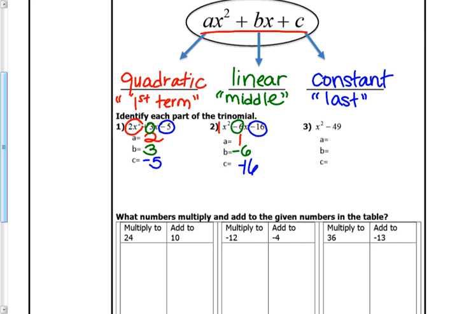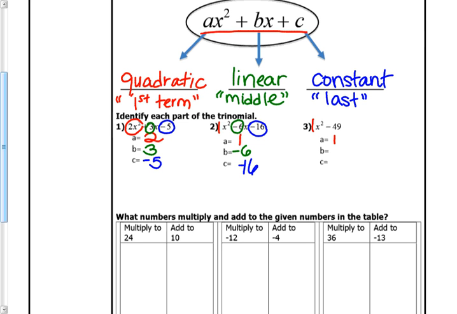For number 3, this is not a trinomial, this is a binomial. There are only 2 terms here. So how would we do this one? Well, I see the quadratic term, meaning the one with the squared, is always my first term, or my a term. Again, there's no number in front, so we would have that invisible 1 there, so we can say the quadratic term a is 1.